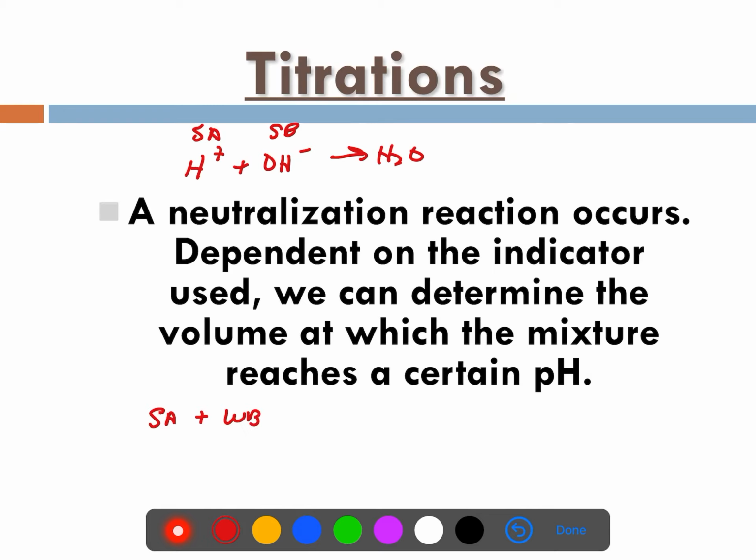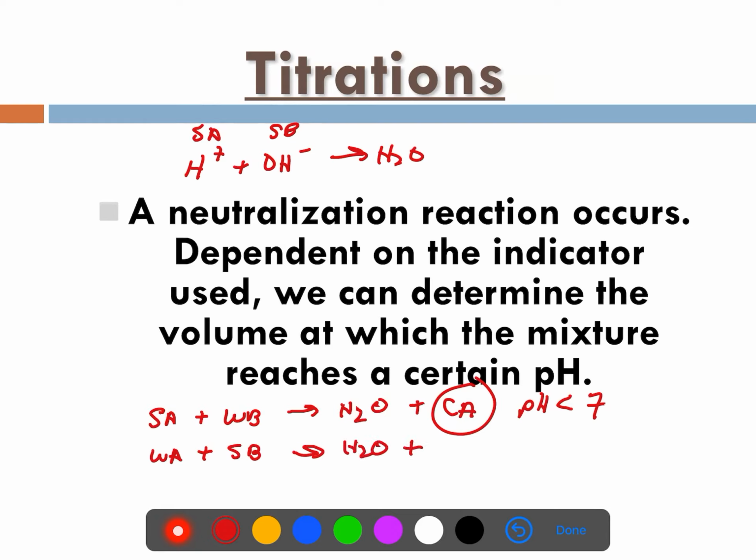However, if you use a strong acid and a weak base, then yes, you're creating water molecules, but you're converting the weak base into a conjugate acid. So when this neutralizes, your pH is actually less than 7. Same thing if you use a weak acid and a strong base, then yes, you do produce water molecules, but you're converting your weak acid into a conjugate base, so therefore the pH is greater than 7.